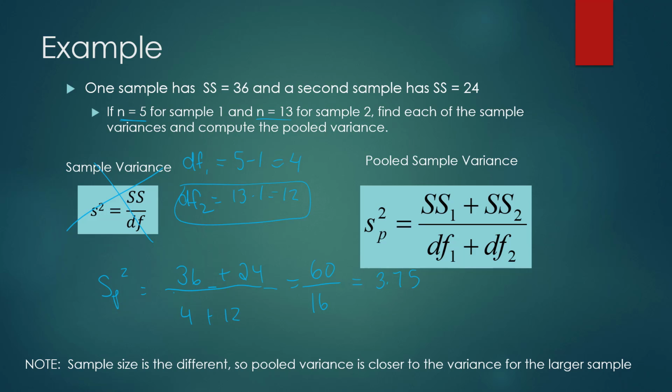Notice the sample sizes are different, so the pooled variance is closer to the variance for the larger sample. The variance for sample 1, we said on the previous slide, was 9. The sample size stayed the same. For sample 2, we now have 24 over 12, which is 2. So that's why our 3.75 is closer to this one. And please notice that it's not in the middle like we saw for the previous one.